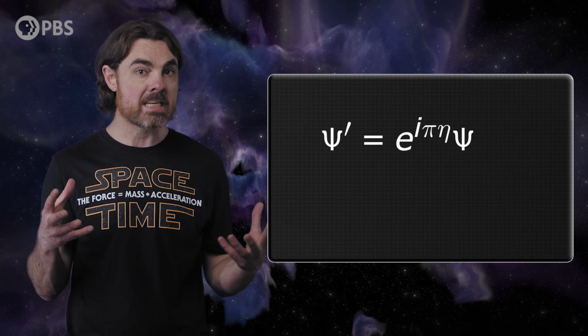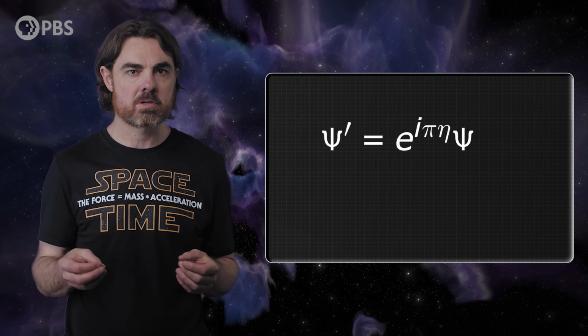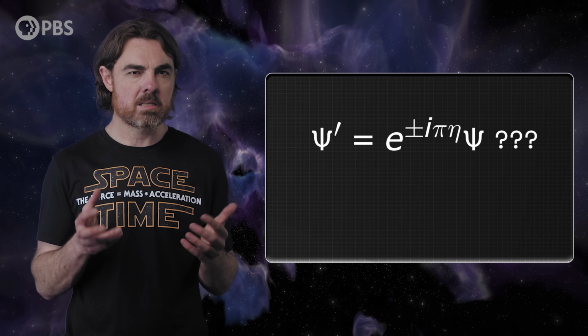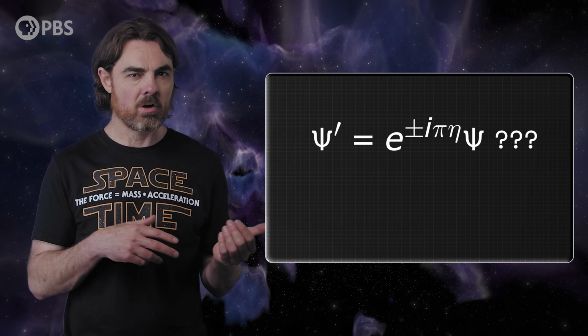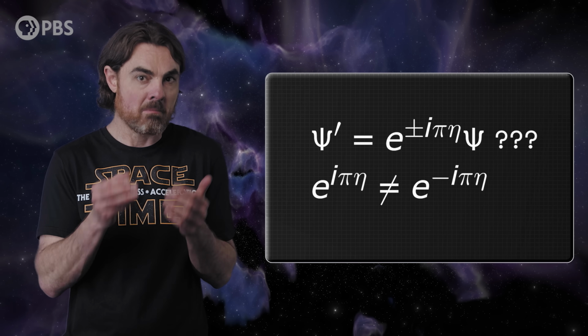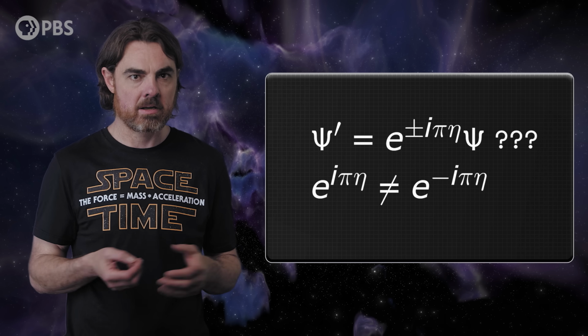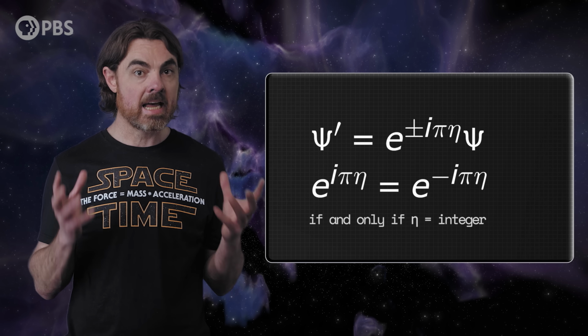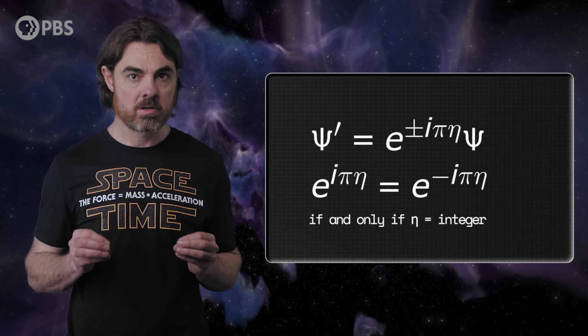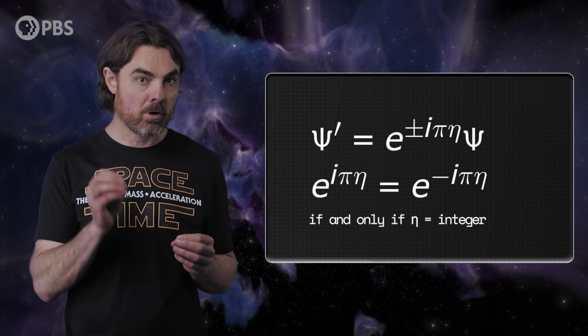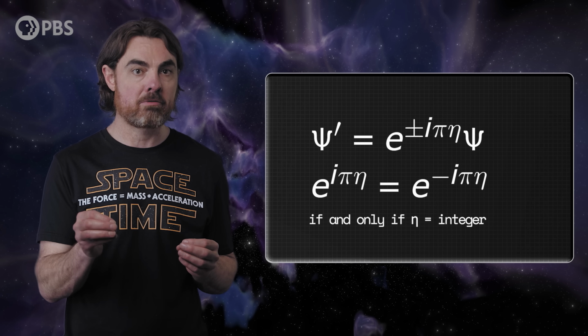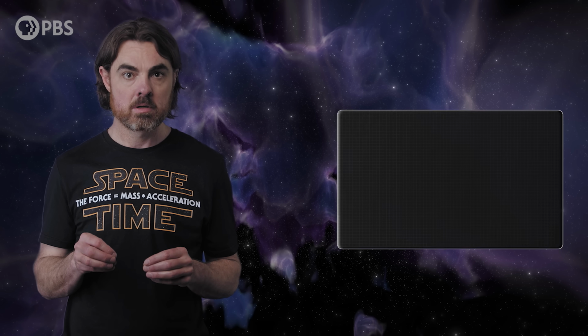Remember that the effect of a phase shift on the wave function is to multiply that wave function by e to the power of i times pi times the shift. But e to the power of i times pi times eta is not equal to e to the power of minus i times pi times eta. That is, unless eta is an integer. Then the effect of a positive or negative shift on the wave function is identical.